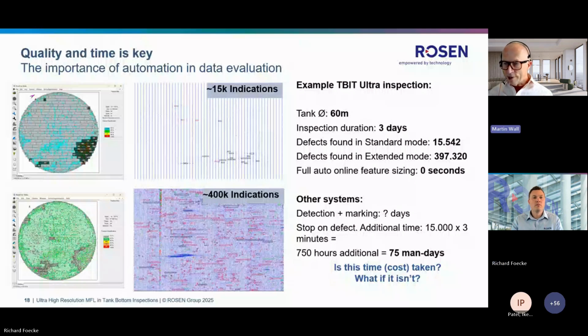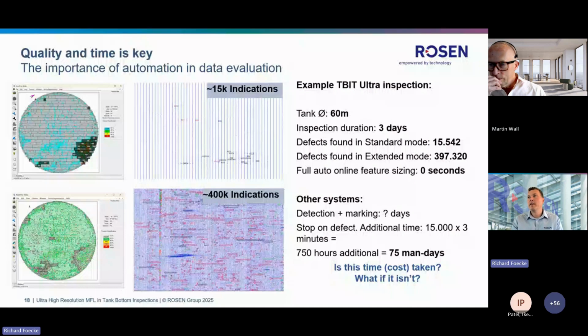Okay, great. Thanks, Richard. The next question is from Paul Harbers. MFL and tank bottom glass fiber coating are not best friends. Does ultra high resolution and AIML help you get better results through glass fiber coating? I think you may have just answered that, but that's the question.